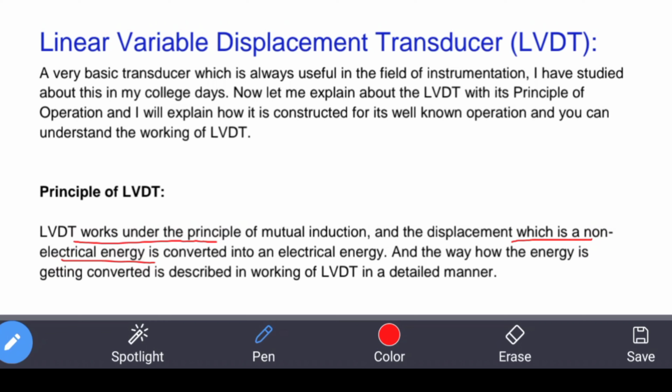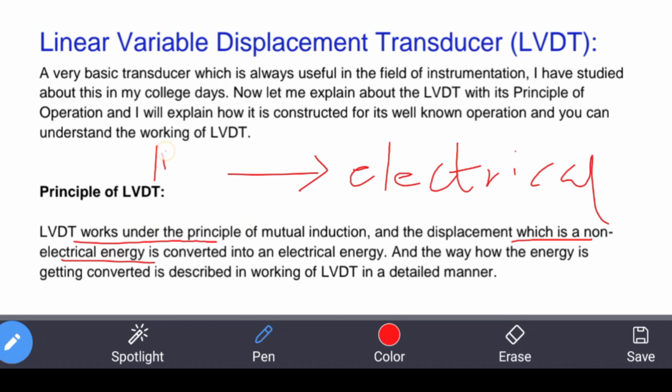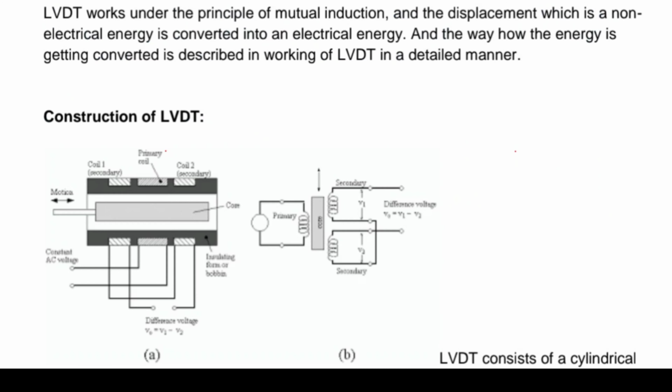That is, an electrical transducer's function is that non-electrical quantities are converted into electrical quantities. Motion is non-electrical. Non-electrical quantities will be converted into electrical energy. It works on the principle of mutual induction, and how the energy is getting converted is described in the working of LVDT in a detailed manner.